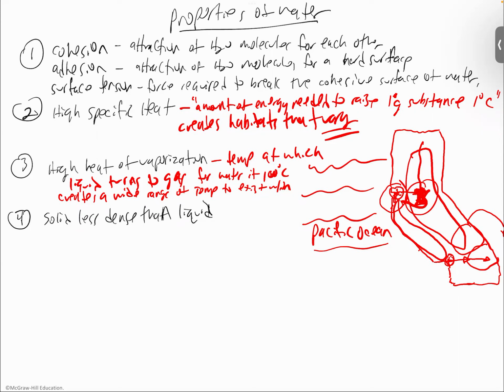Now what that means is we can go outside on a sunny day when it's warm and not evaporate. We still are in liquid water and we'll still be able to do our chemistry. So that gives us a wide range of temperatures to exist in. Okay. Otherwise we're evaporating. That's what the high heat of vaporization gives us.